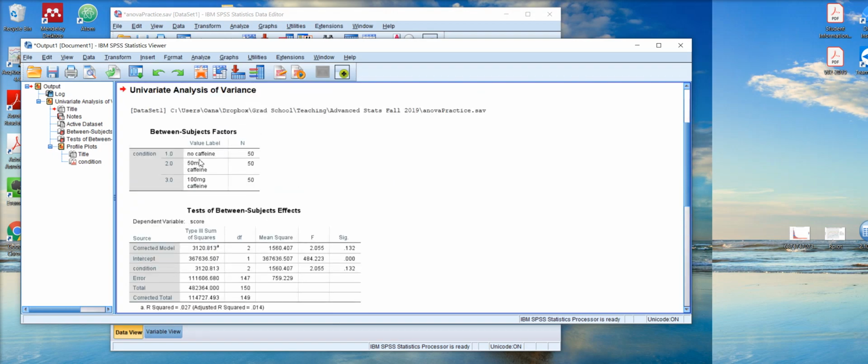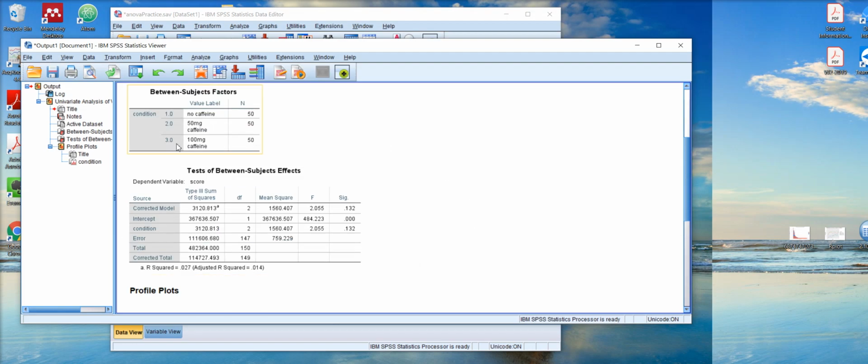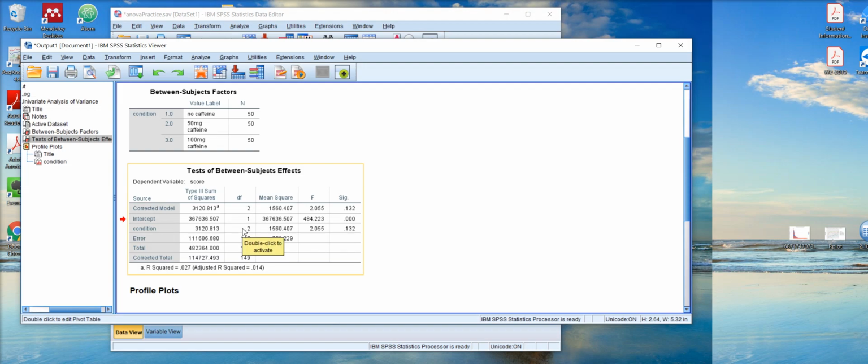All right, so here it's telling you the 3 levels that you have, and this is the ANOVA table. Notice that here you get the mean squares. If someone were to ask you what the error variance is in terms of mean squared deviations, you would report this number right here where it says error. The degrees of freedom are 2 for condition, so these are the degrees of freedom between, and then 147 for degrees of freedom within, and these are the total degrees of freedom.